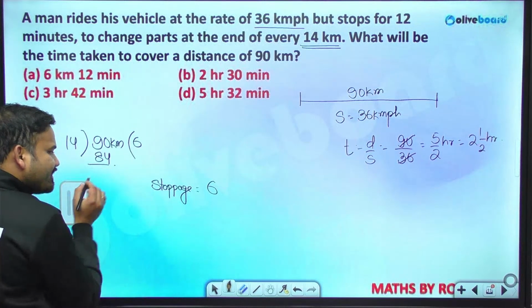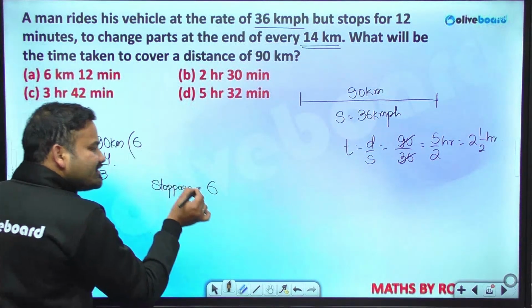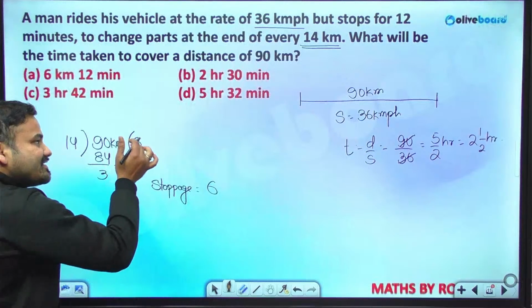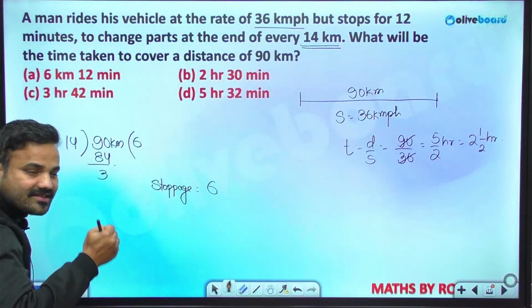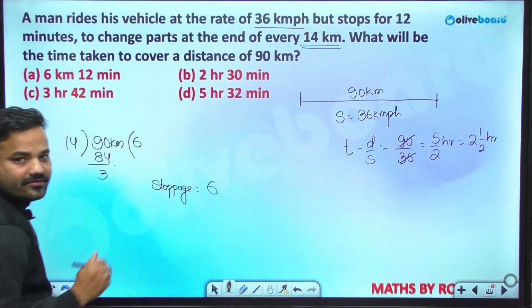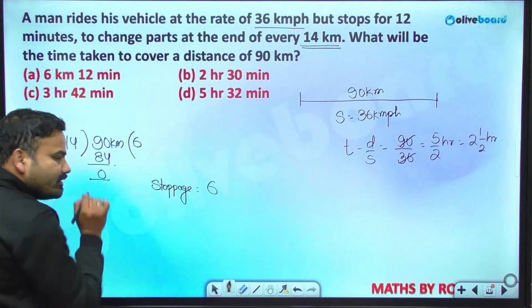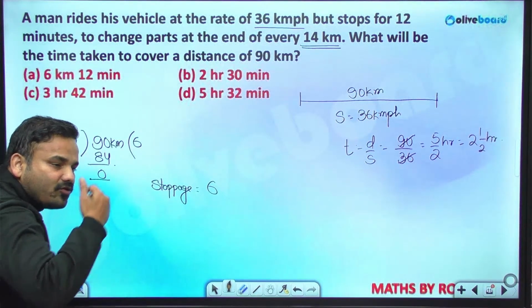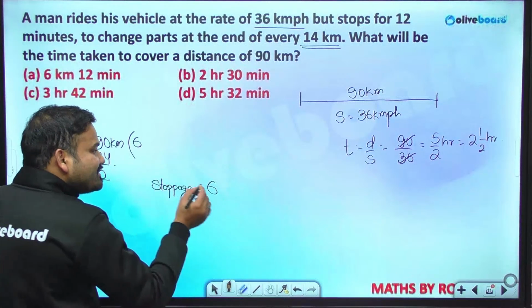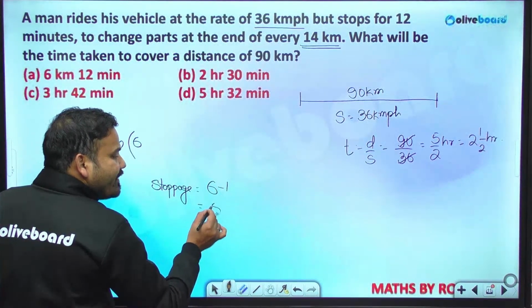If the remainder is 3, then also I will be considering 6. After taking 6 stoppages, still he needs to go 3 km further. But if the remainder is 0, in that case, he need not go further. So in that case, the stoppages will be minus 1, that is only 5 stoppages. Why?